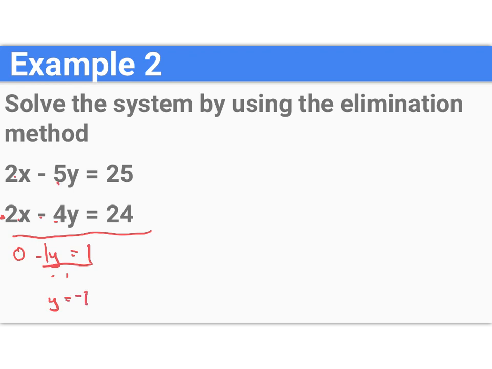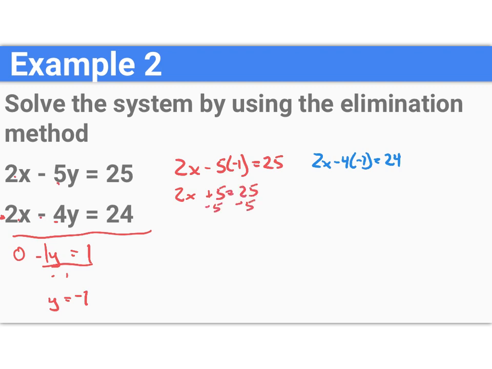Okay, now what I have to do is put the y coordinate into both equations. So 2x minus 5 times negative 1. Always put your substitute into parentheses so you keep your sign straight. Then 2x minus 4 times negative 1 equals 24. And then solve both equations. 2x plus 5 equals 25. Subtract 5 from both sides. 2x equals 20. X equals 10 after you divide both sides by 2.